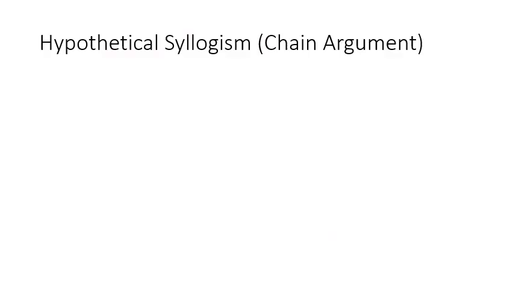All right, so our fifth pattern here is another valid pattern. So we're all done with the invalid patterns. These last two are going to be valid. One thing about this is that it's a little bit different from the first four in that everything is a conditional, or sometimes called a hypothetical. So we have hypothetical syllogism. It's an argument that's made up entirely of hypotheticals, conditionals, and it's sometimes called a chain argument.